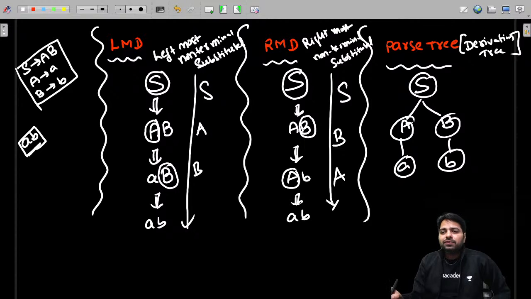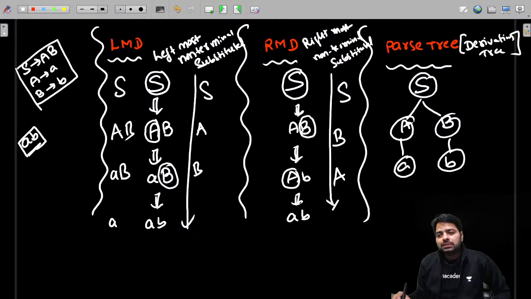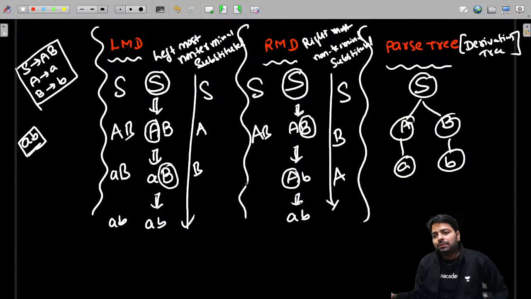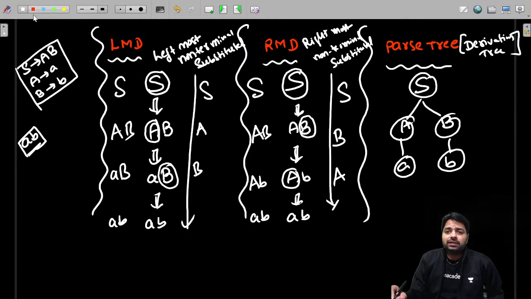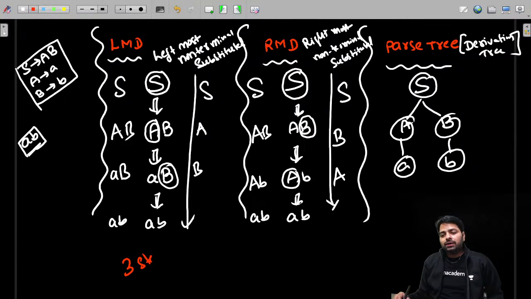Look at that. First S is there, then AB is there, then small a, capital B and small a, small b. But when you look here, first S is there, then capital A, capital B, and each sentential form sequence may be different. The first step and last step and second step look the same, but in the third step we have done a different thing. Right? If you look at the number of steps here, we call it 3 steps.